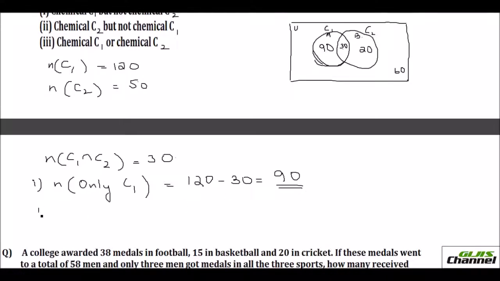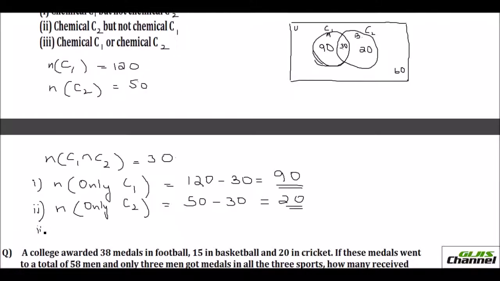Okay, and the second question is people who are exposed only to C2, right? So, only to C2, it is just like how we did before. The total people are 50. Out of this, 30 are exposed to C1 also. So remove that, and you will get the balance 20 who are exposed to C2 alone. Okay. And the last one is C1 or C2, right?